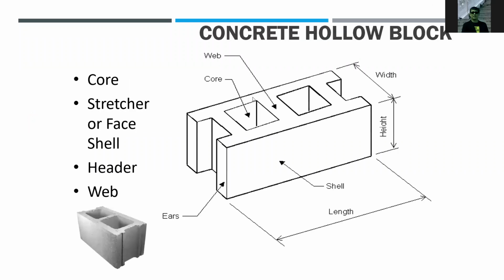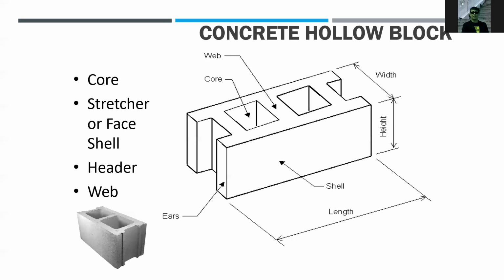So these are the different parts of a concrete hollow block. As you can see, it has two cores. But in the Philippines, we have a three-core hollow block. The hollow space is called a core, the concrete in between the cores is called the web, and the face of the hollow block is called a shell.